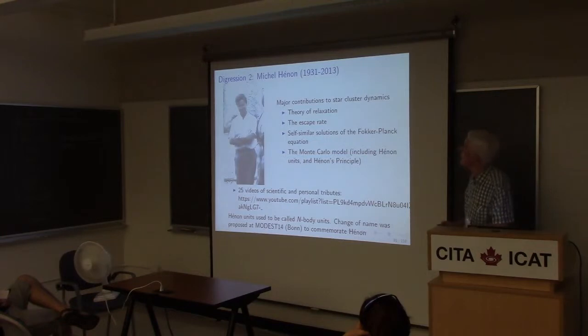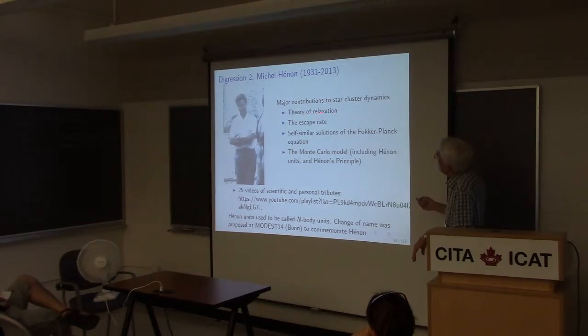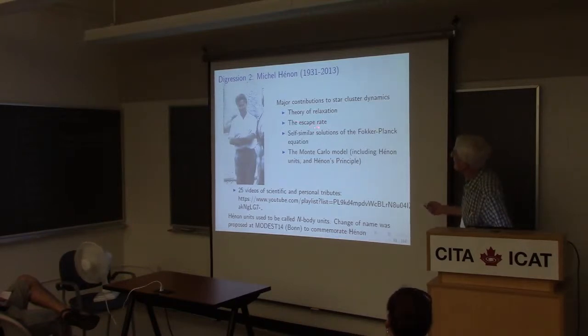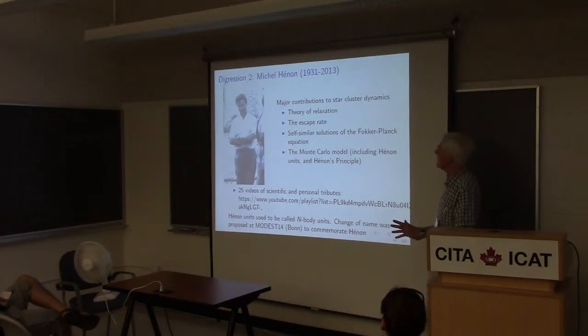My second digression is about Michel Hénon, because he laid the foundations of so much of what I've talked about and what the community relies on. He died last spring, and his major contributions to star cluster dynamics were in four areas. In the beginning of his research career, he was investigating the theory of relaxation, and then he turned his attention to the escape rate. He constructed these self-similar solutions of the Fokker-Planck equation, and then he invented that version of the Monte Carlo model, which includes a specification of Hénon units and what yesterday I called Hénon's principle. So quite a lot of what I've said in the last couple of lectures depends on what he did.